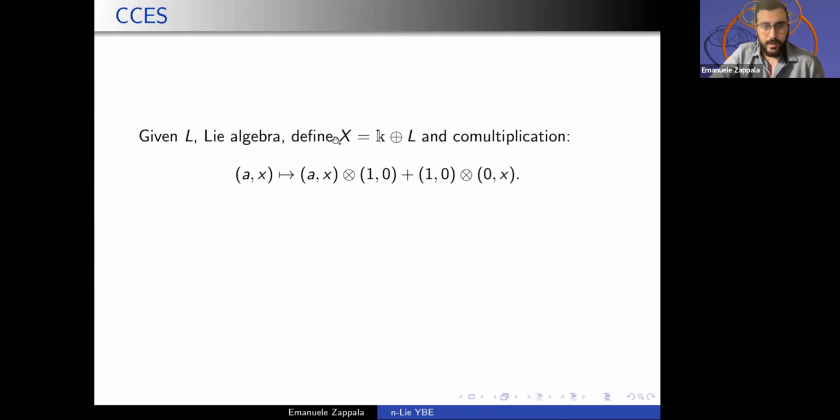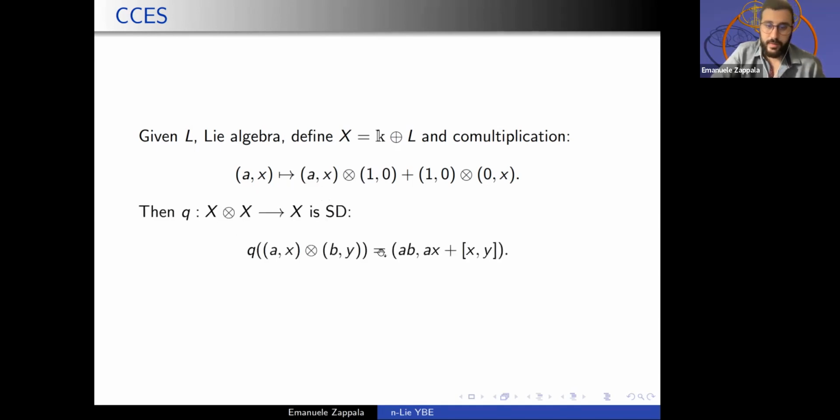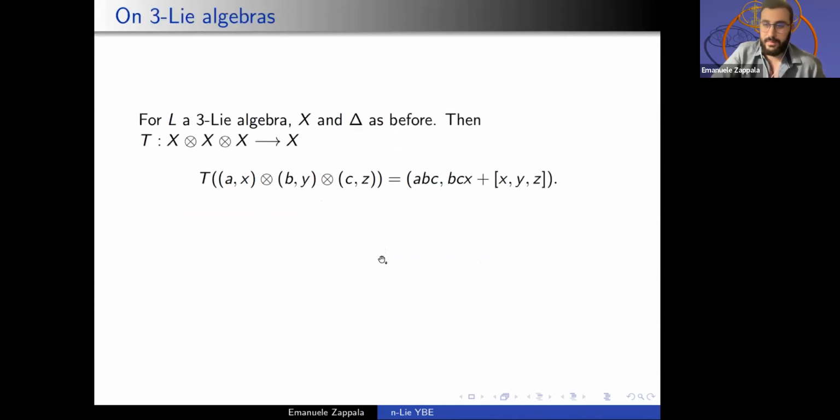and Saito basically takes a Lie algebra. It augments it with the scalar field, and defines this co-multiplication that turns it into a co-commutative object in the category of vector spaces. And then you define this binary bracket, this binary operation, that uses the Lie algebra like this. And this turns out to be self-distributive.